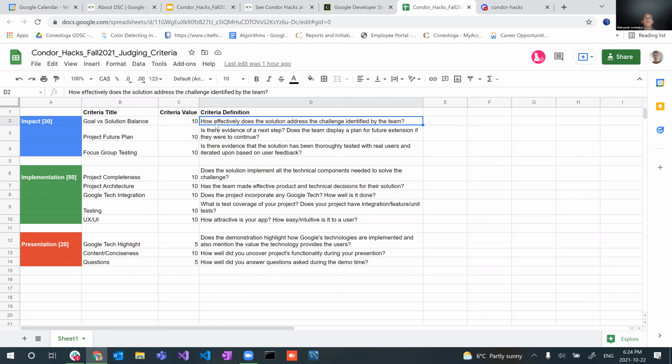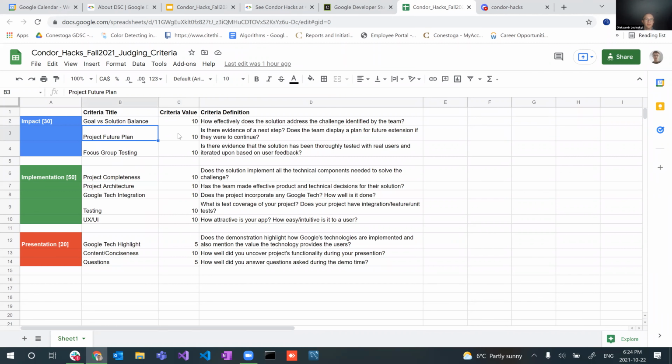During your presentation, you would say what your initial goal was. And then we will see how far you got in achieving your goal, right? So this is essentially the criteria that you will be evaluated on.